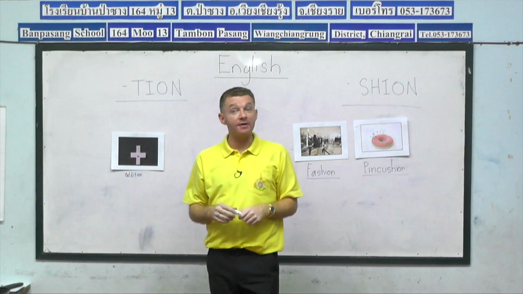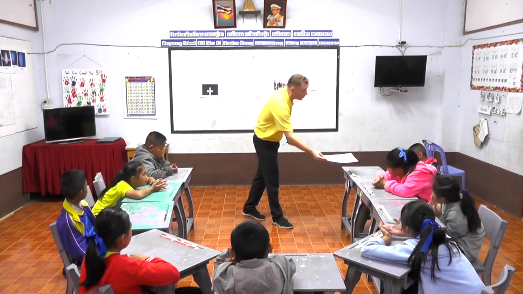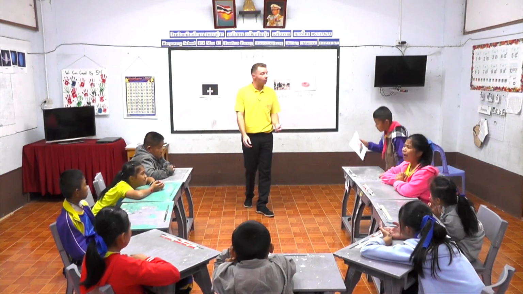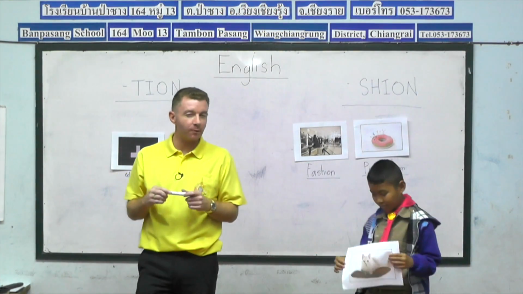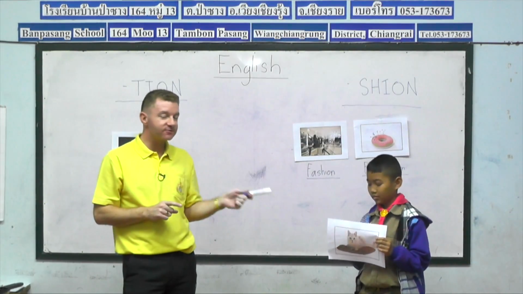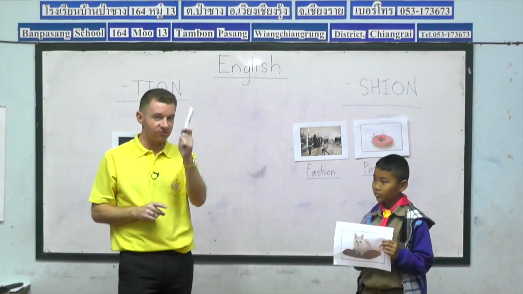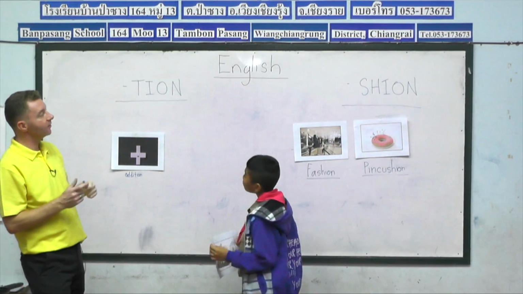And now, on to our next flashcard and our next student. Now, our next student will be Pangpon. Come and join me at the front of class. So what can we see on Pangpon's flashcard? We can see a white cat, but what is the white cat on? Cushion. And what spelling do we use for cushion? T-I-O-N?